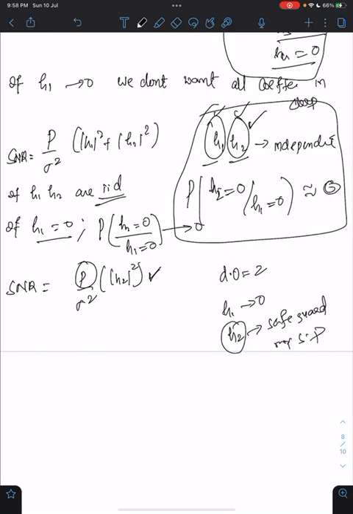All right. If they are dependent, then if h1 goes to 0, SNR is p by 0 plus 0 by sigma square, because this is the case of extreme dependence. If h1 goes to 0, h2 has to be 0. So 0 plus 0 is 0, SNR is 0. All right. This is not what we want.